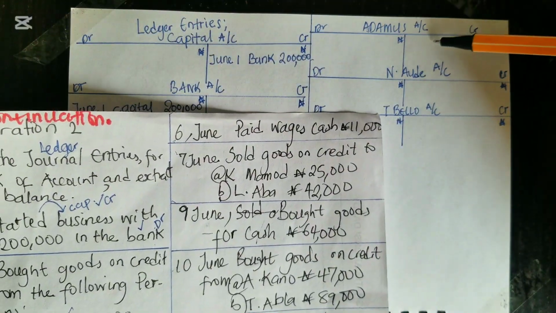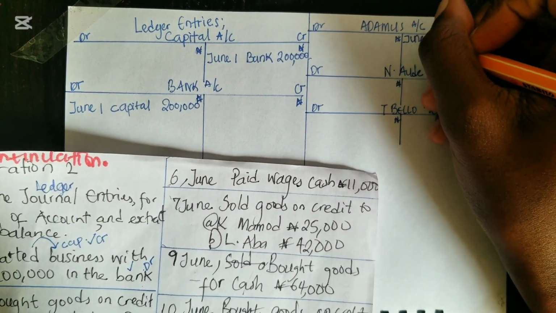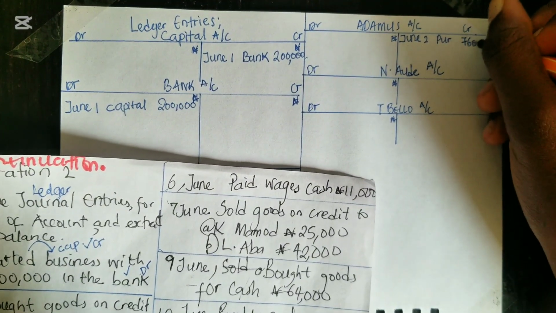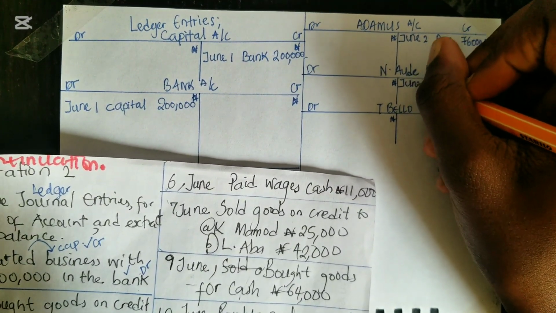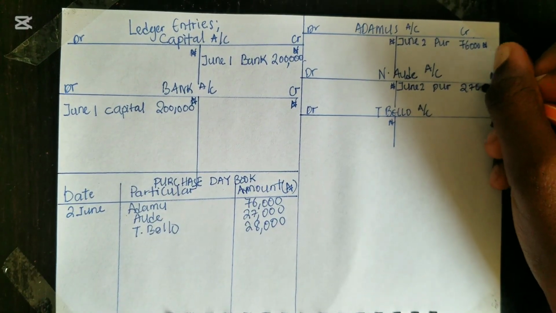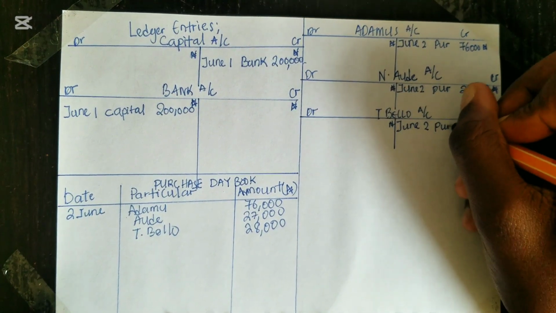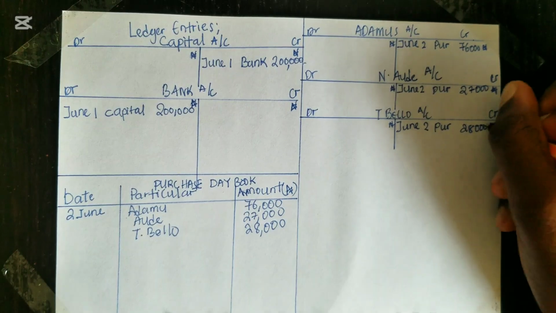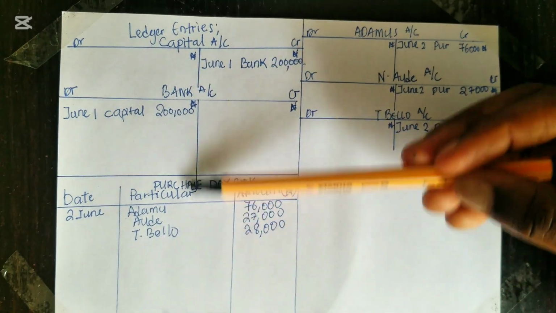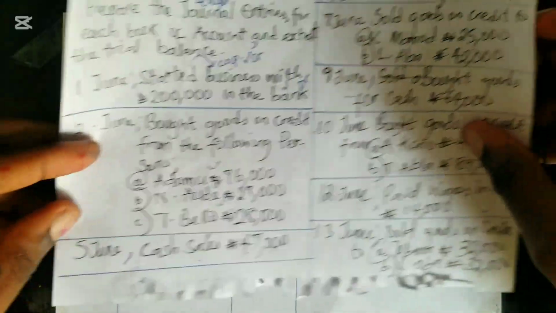So now Adamu's account, we're going to credit it. June 2, we can just write purchases, and how much is it? 76,000. This one is the same, June 2 purchases, how much is it? 27,000. This one, June 2 purchases, and what's 28,000. So we have done Adamu, Audu, and Bello, and we have also prepared the purchases day book, which will be transferred to where? To the purchases account.